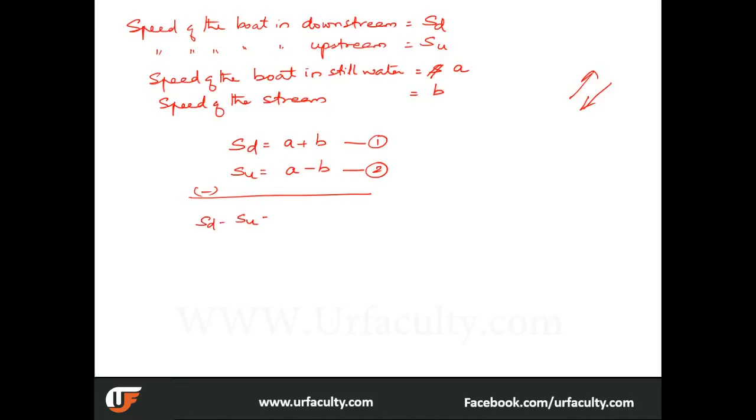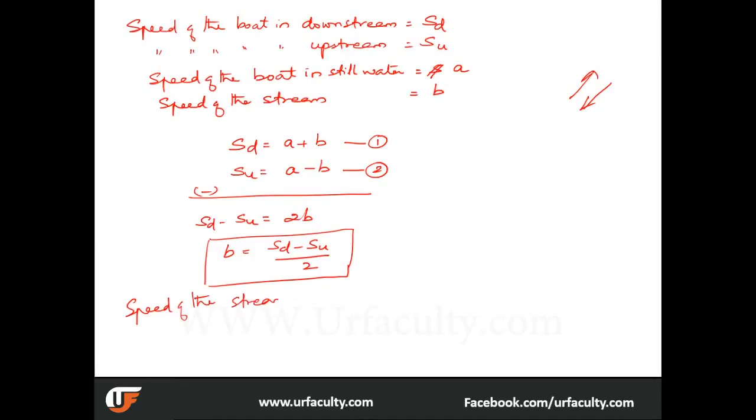SD minus SU is equal to, you cancel this out and you get 2B. So B is equal to SD minus SU by 2. What is this? This basically means speed of the stream is equal to half, speed of the boat in downstream minus speed of the boat in upstream.